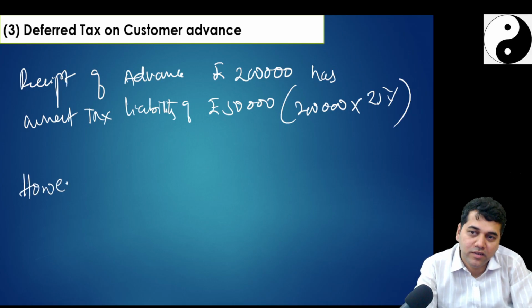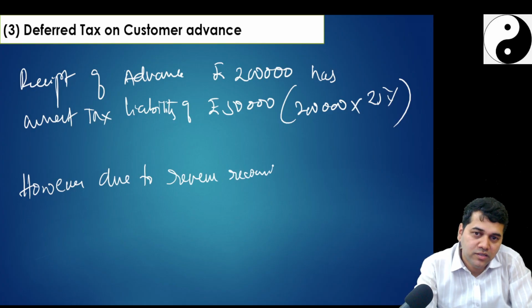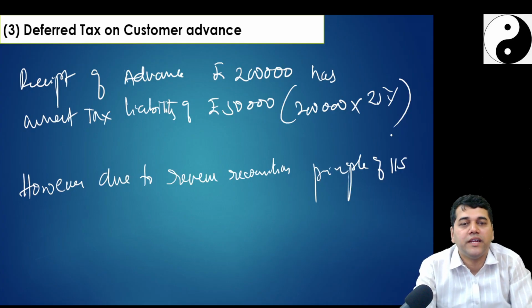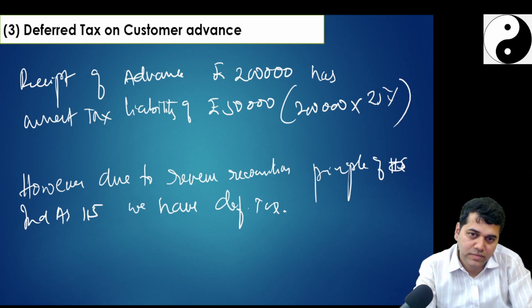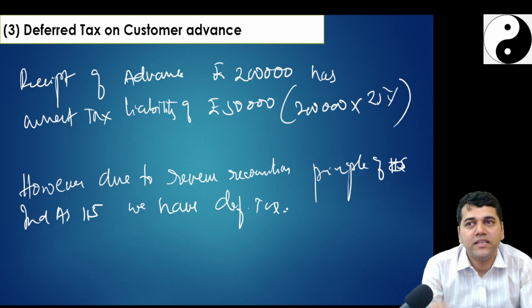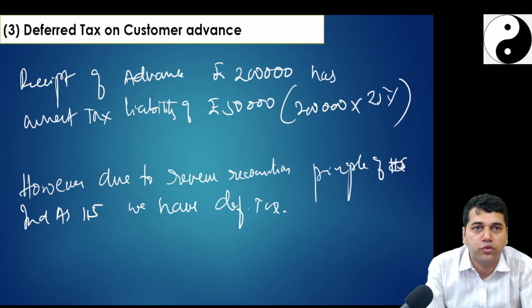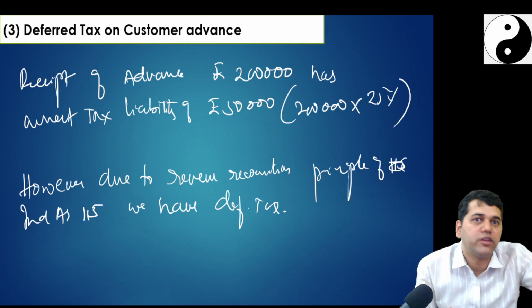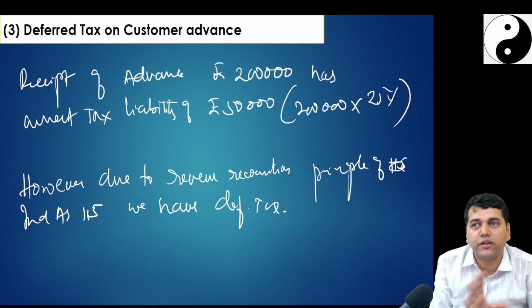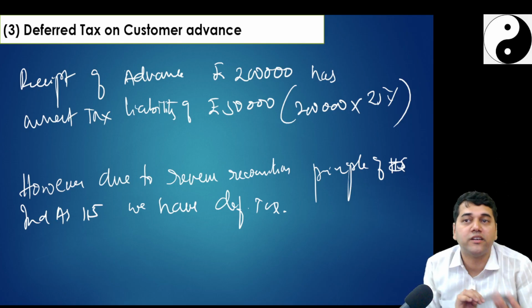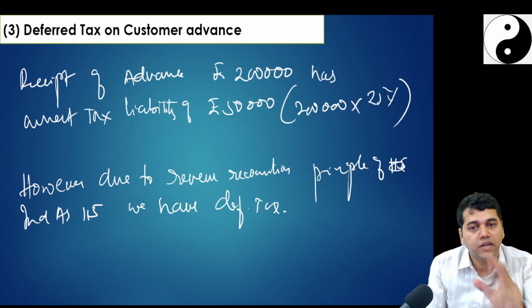However, due to the revenue recognition principle of Ind AS 115, we have deferred tax. There is a temporary difference now, because Ind AS 115 does not permit you to recognize revenue. Income tax is telling you to recognize revenue right now on cash basis. Ind AS 115 is telling you to recognize only 1,20,000 out of this; the 80,000 you don't recognize because you didn't render the service. Clash came. Deferred tax is going to come. Are you clear?